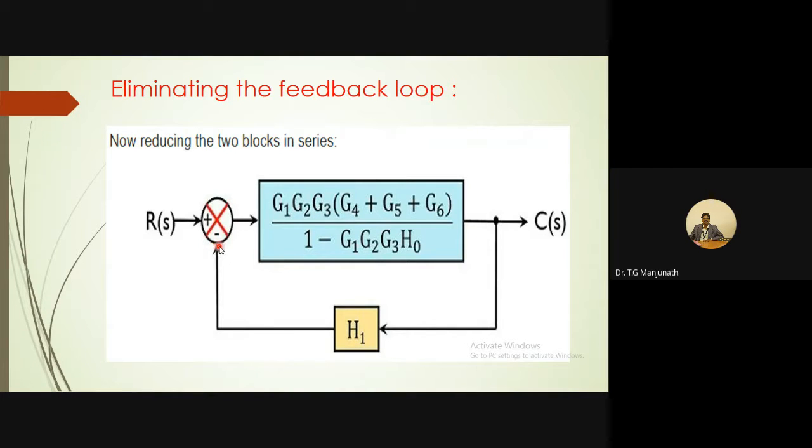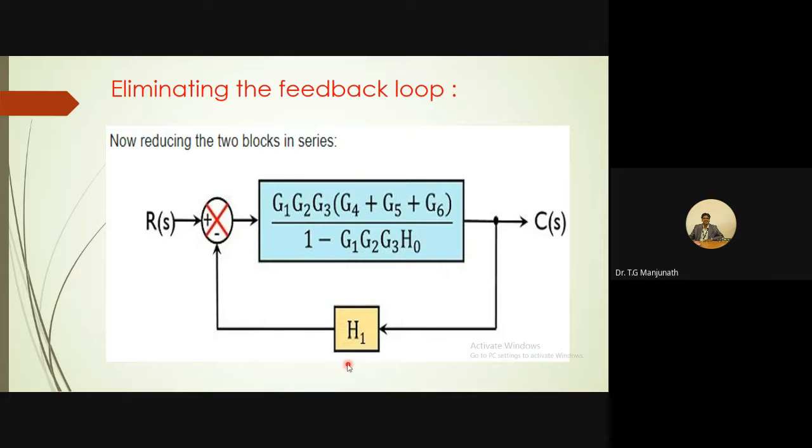What type of feedback is it? Feedback is negative. This is the forward path. This is the feedback path. The forward path is this one. This is the feedback path. So G divided by 1 plus GH because feedback is negative. This is the G value. This is the H value.